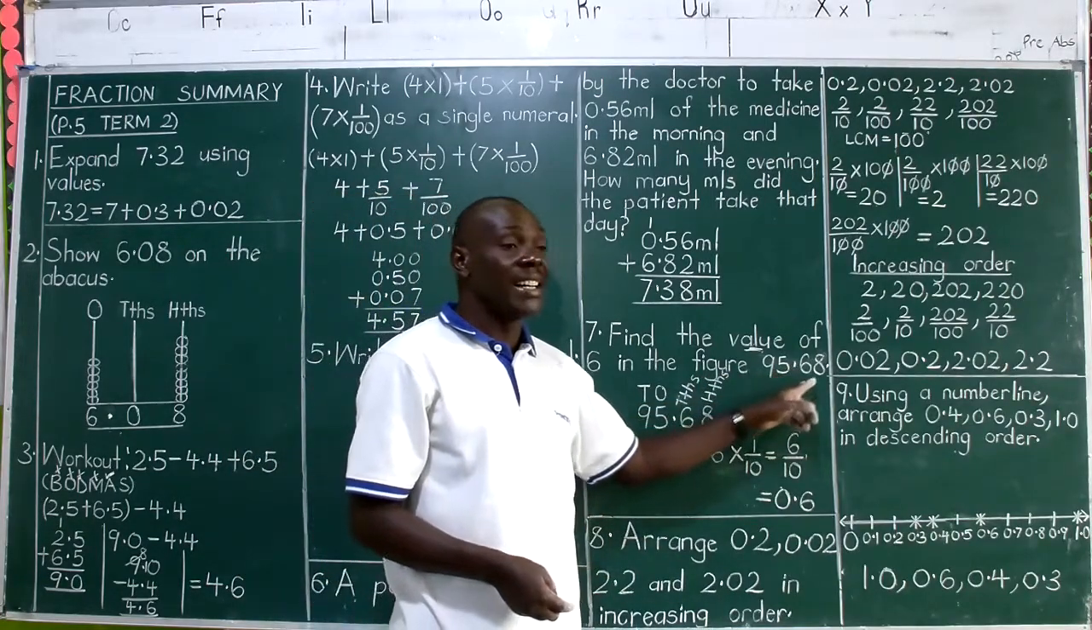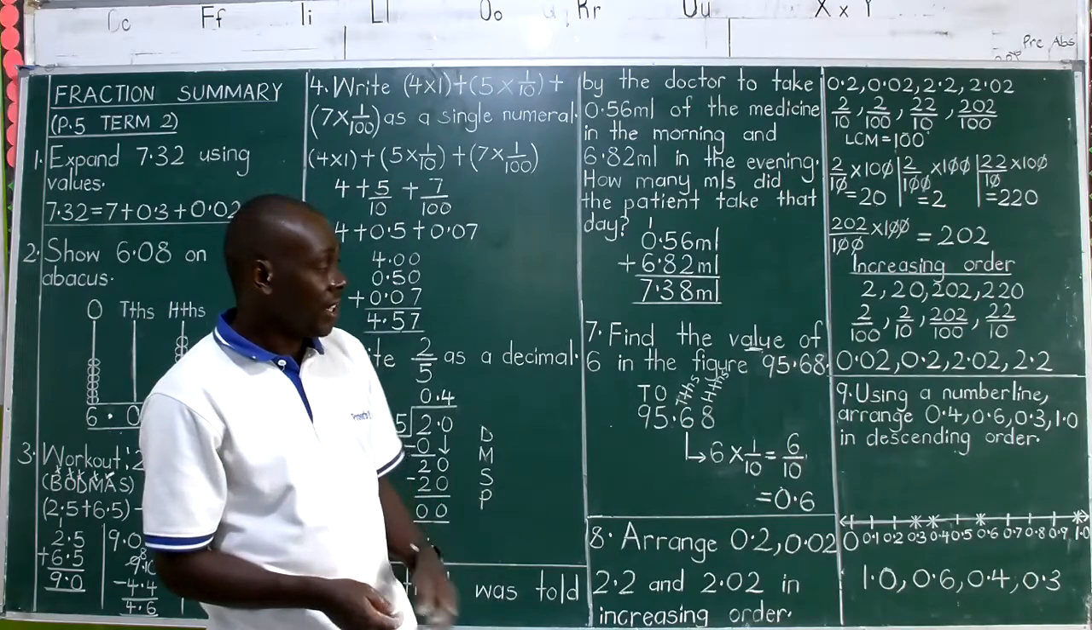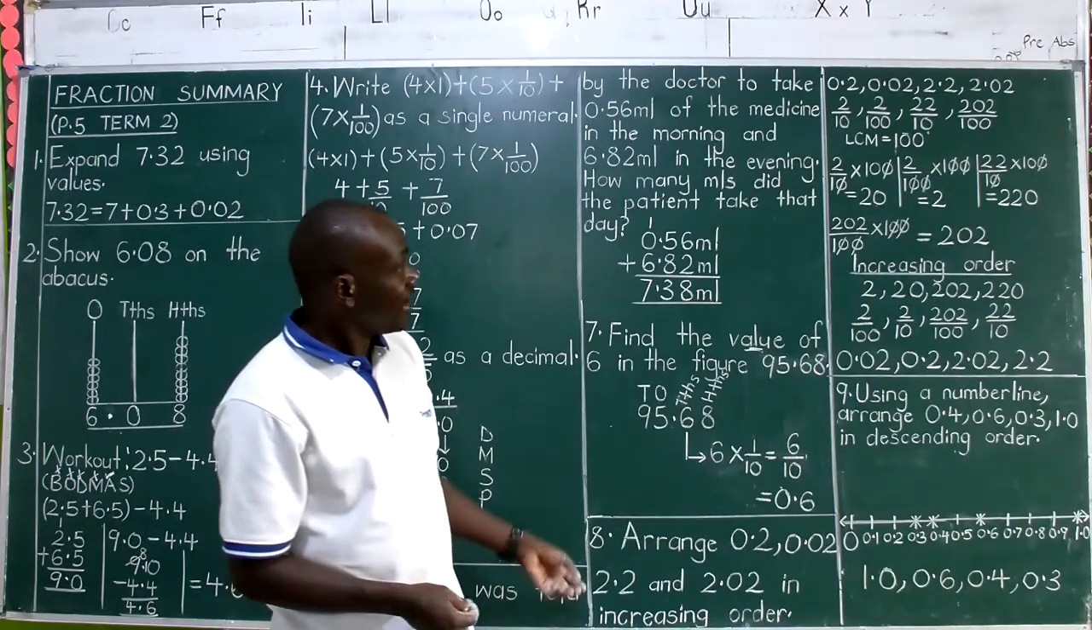Or 95.68 hundredths, if you read it in the normal way.